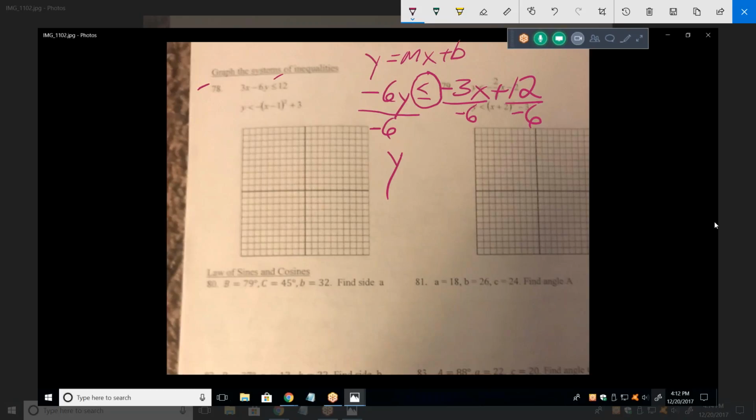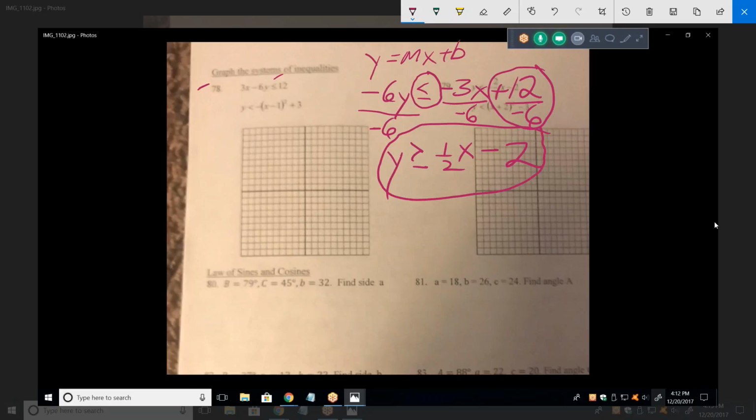So y is greater than or equal to, would that be positive 2x? Not 2. What's 3 divided by 6? One half. And then this becomes what? Negative 2. Okay. Now we can graph that as if it were an equation.